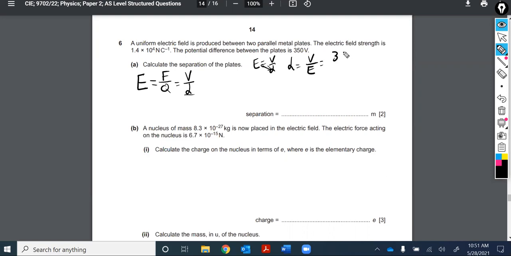The voltage they gave, 350 volts. The electric field they gave, 1.4 by 10 to the 4. And instead of newtons per coulomb, I'm going to write it as volts per meter. So there, my volts will cancel. I'm in meters. Good. Remember, a volt per meter is a newton per coulomb. You can check the base units on that before, right? And so the calculation just becomes 350 divided by 1.4 by 10 to the 4.